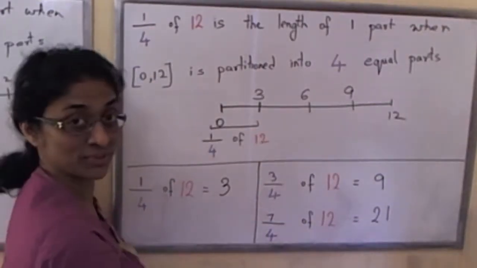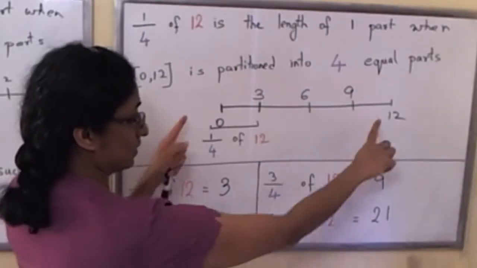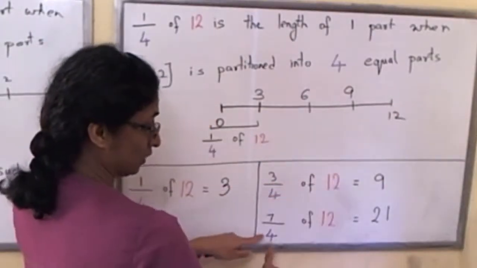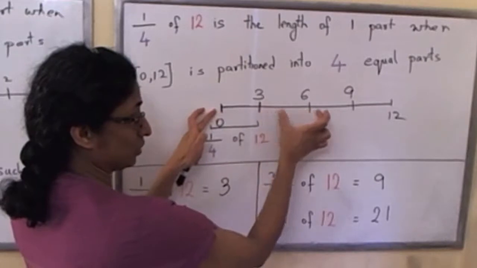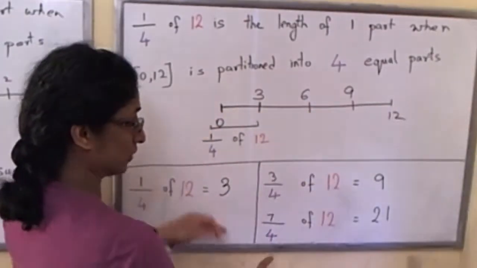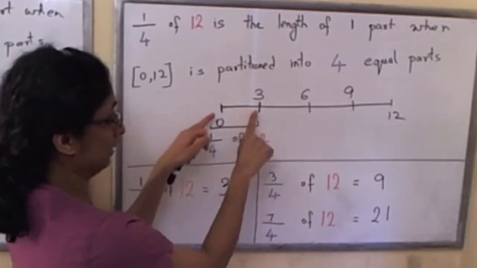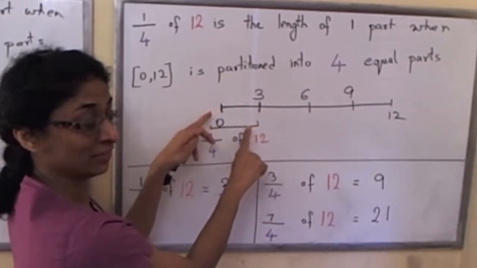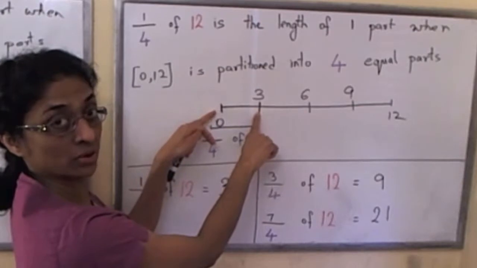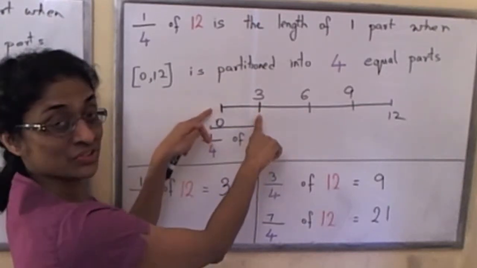7/4 of 12, similar idea. This 12 is telling us look at the segment of length 12. This 4 is telling us cut up the segment into 4 equal parts. And 7 in the numerator is telling us look at the length of 7 such parts. We just figured out one such part is 3.